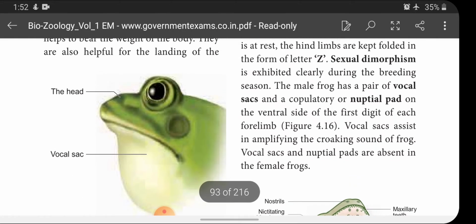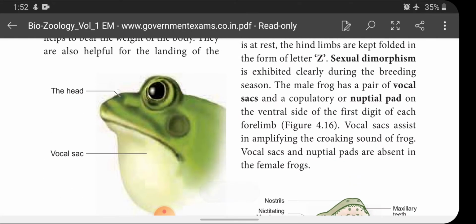This is the sexual dimorphism between the male and female frog that we can observe. During breeding season, the sexual dimorphism is exhibited clearly in the male and female frog. Okay, what are the sexual dimorphisms we can see?